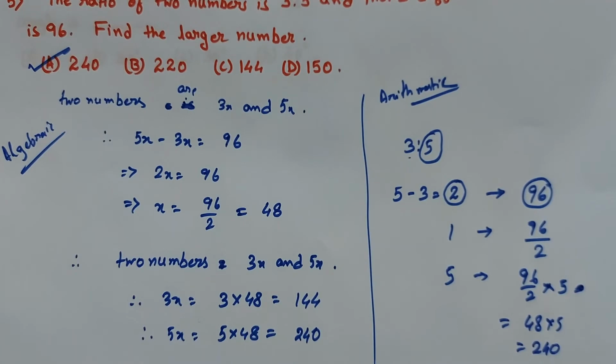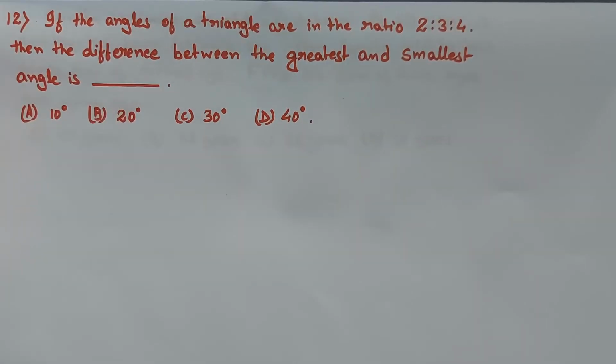So this is very quick, and on a competitive basis we should follow this method. Understood this one? Okay, let's move to the next question. Our next question is: if the angles of a triangle are in the ratio 2:3:4, then the difference between the greatest and the smallest angle is dash.